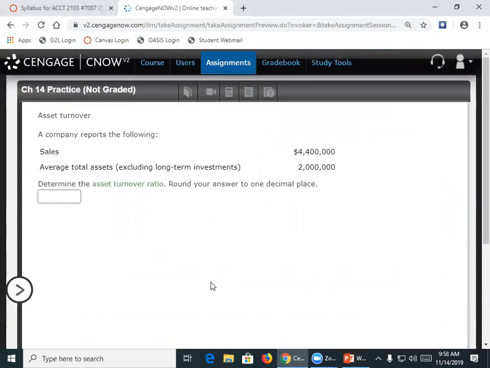Okay. So again, on your homework, just be aware when you're working on the one that gives you all the income statement and the balance sheet, you're going to have to subtract out any long-term investments on the asset turnover. Okay. So we just take 4.4 million divided by 2 million. Our ratio should be 2.2. Okay. That one's super easy. So again, the higher that asset turnover is, it's just more efficient use of assets to generate income.